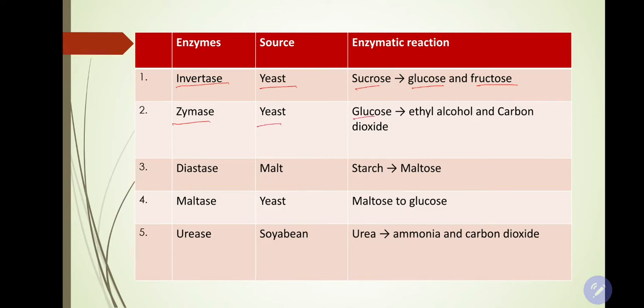It will convert the glucose to ethyl alcohol and carbon dioxide. Now diastase, basically the source is malt. It will convert the starch to maltose. Maltase is obtained from yeast. It will convert the maltose to glucose. And urease is basically obtained from soybean, which will convert the urea into ammonia and carbon dioxide.